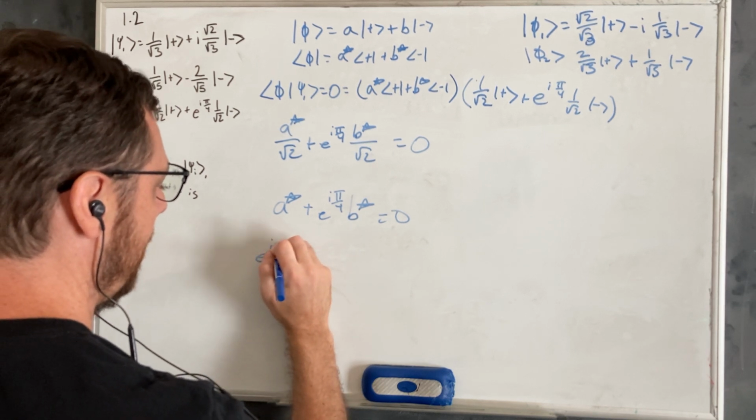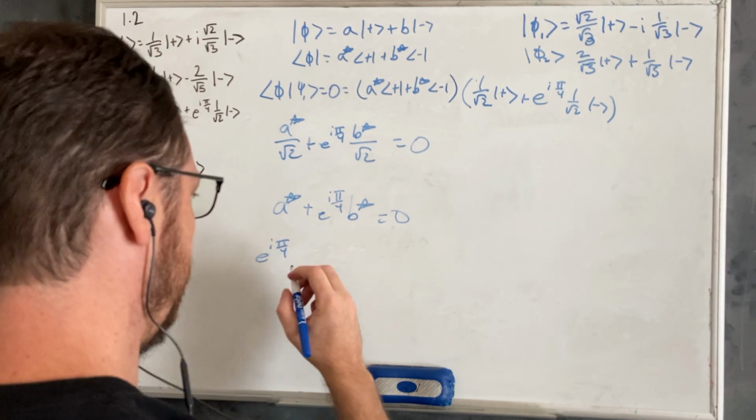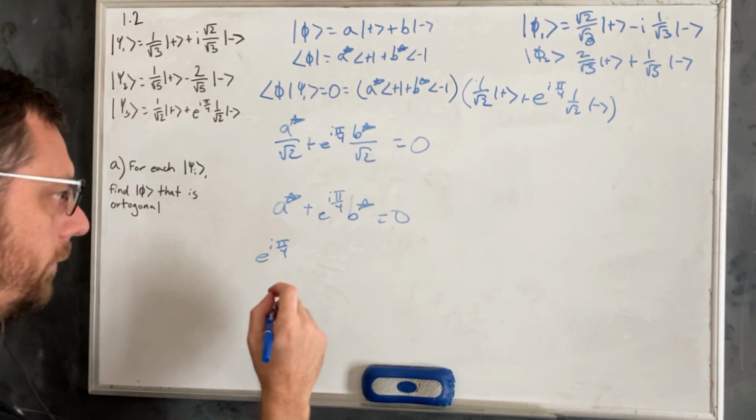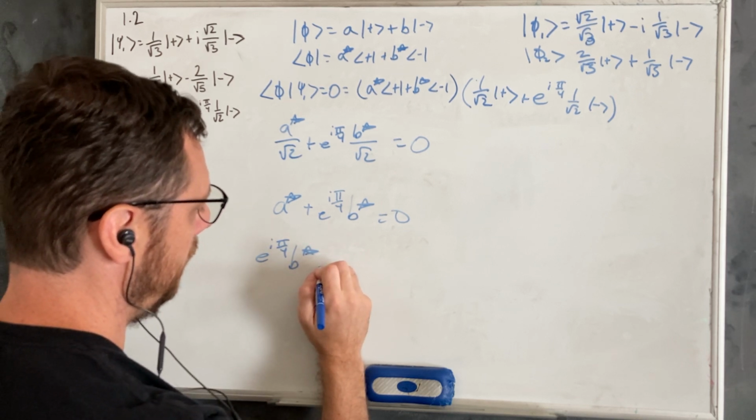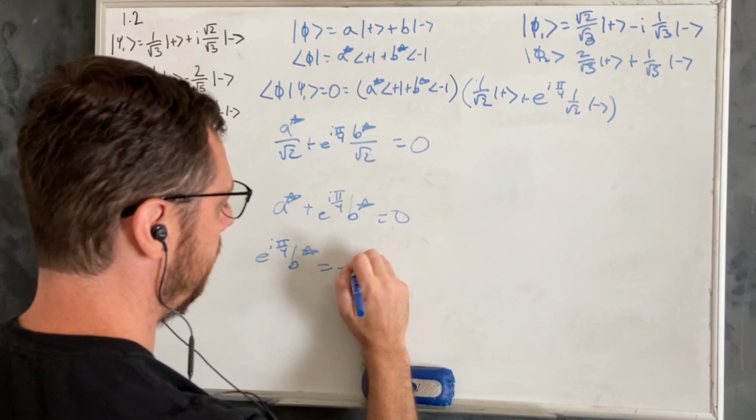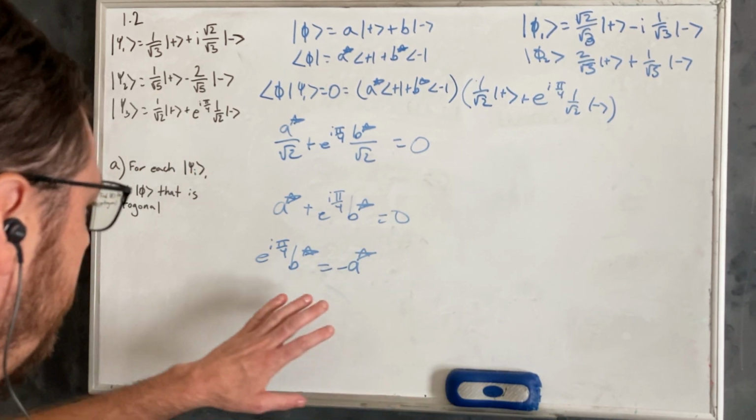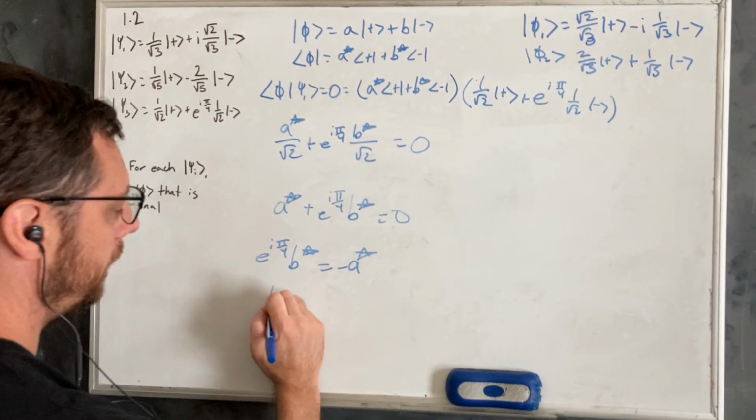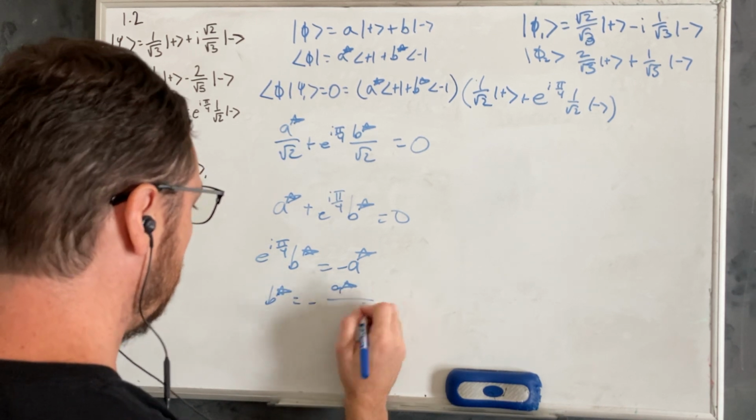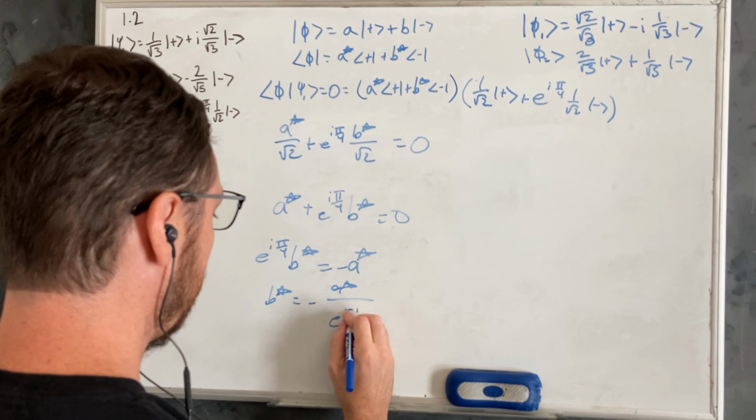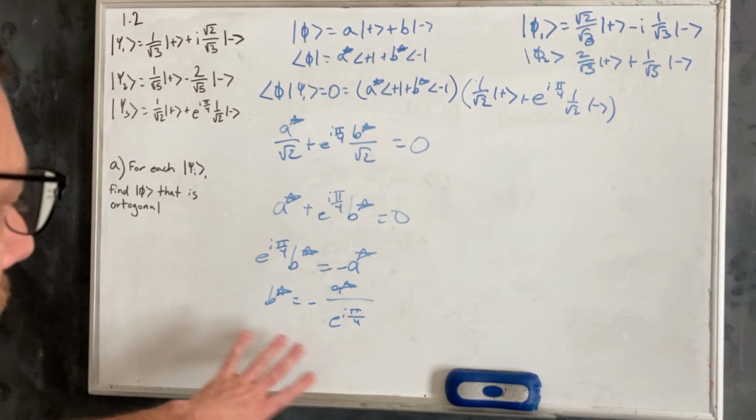So e to the I pi over 4, b star, that's what I was doing, equals negative a star. See, whenever I skip steps, I freeze. And then b star is equal to negative a star over e to the I pi over 4. Okay, so now we have our b star.